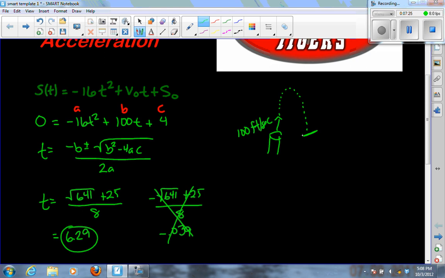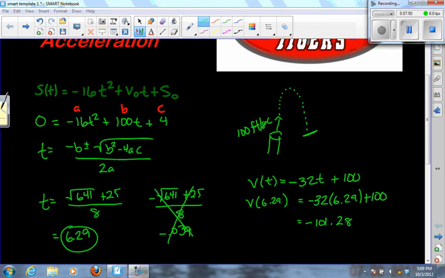If you wanted to know the velocity when the t-shirt hits the ground, you would find your velocity by taking the derivative of position, negative 32t plus 100. See, here's my position function. The derivative of position's velocity, if I want to know the velocity at 6.29, I'd say negative 32 times 6.29 plus 100, and that would equal negative 101.28 feet per second. Since we're talking about velocity, the units would be feet per second.